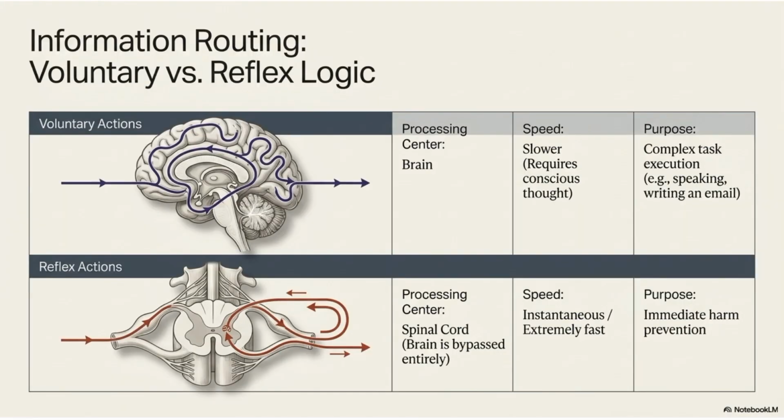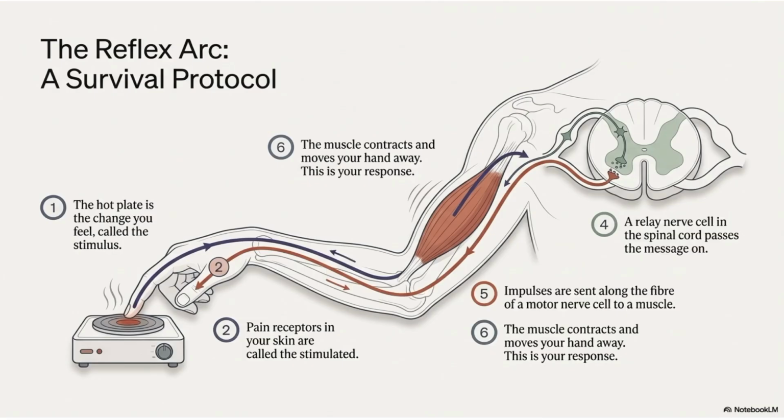Then we have voluntary and reflex actions. Voluntary actions are those done by our central nervous system or brain after thinking. They are slower and require conscious thought, mostly done by the cerebrum of the brain. Then we have reflex actions, with the processing center mostly the spinal cord. They are very instantaneous, extremely fast, without thinking involved.